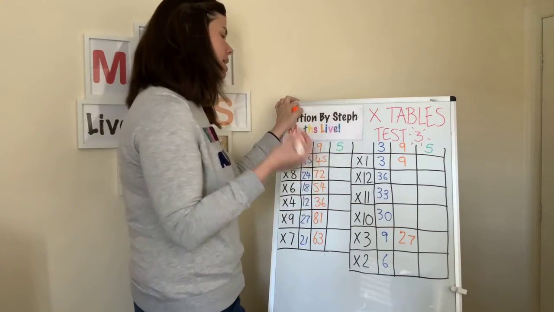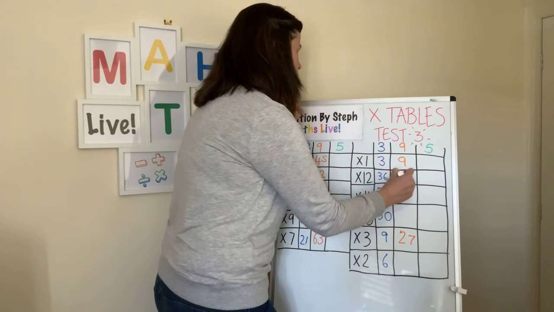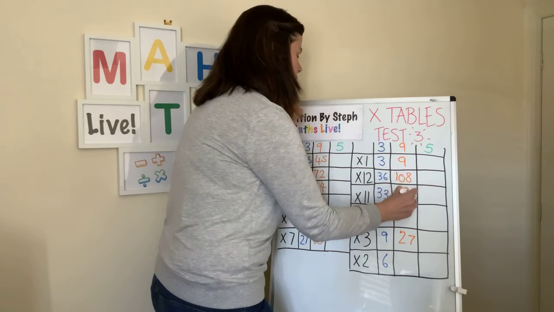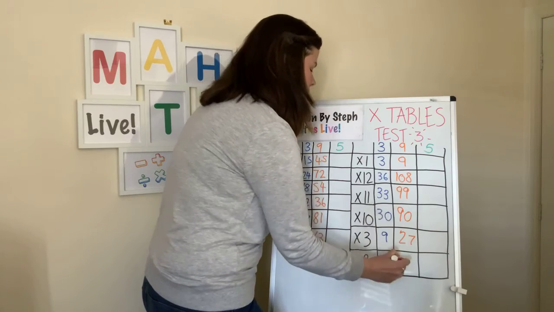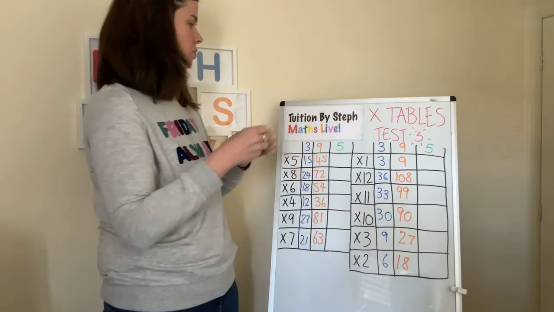So 10 9s are 90, 11 9s are 99, 12 9s are 108, 99, 90 and 18. So well done if you got those.